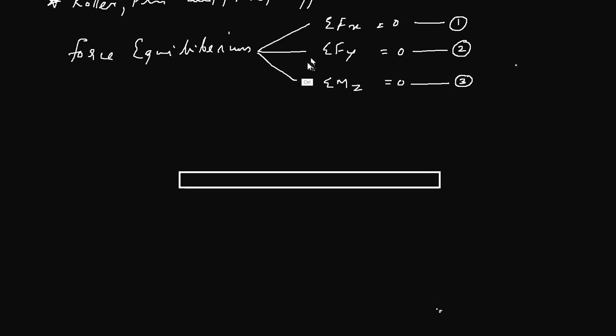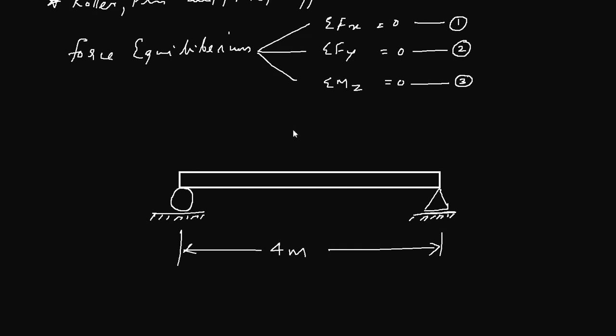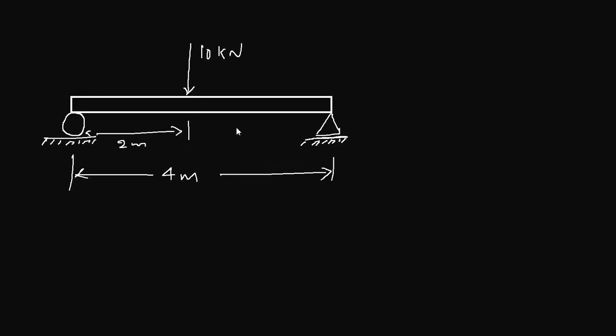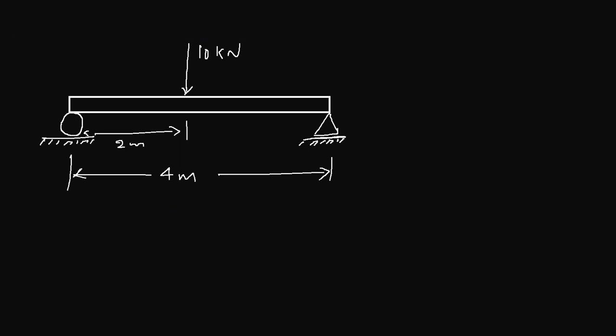Let's assume you have a simple beam like this, and you have a roller support here, and a pin joint here, and suppose the beam is of say 4 meter length, and there is a load at the center of the beam of say 10 kilonewton, and the distance to that load is 2 meter. Now how can we analyze this beam? Let me move the beam slightly towards the left side and place it here.